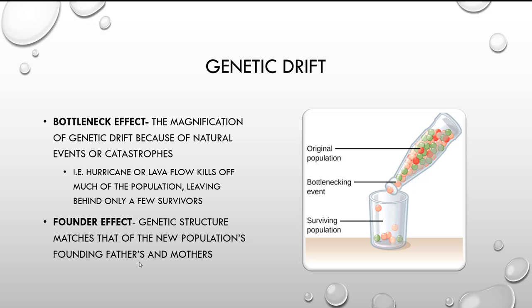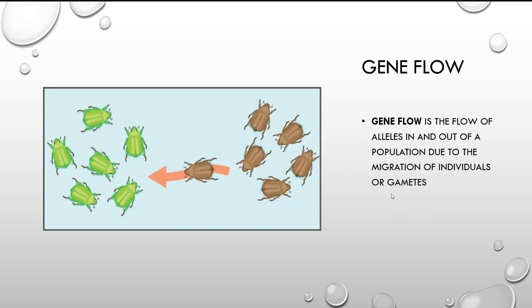Okay, so the founder effect is just, again, due to chance, new populations establishing themselves so that their gene pools look different from the original population. Okay, so that's the third mechanism of evolution, and let's get to the final one, gene flow.